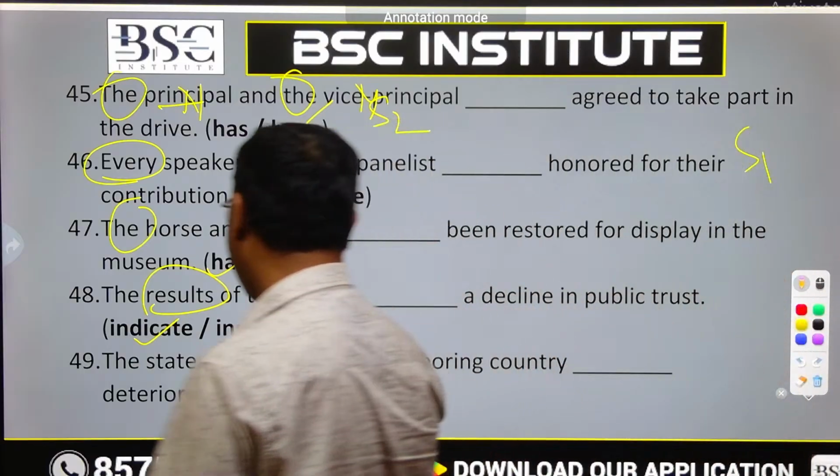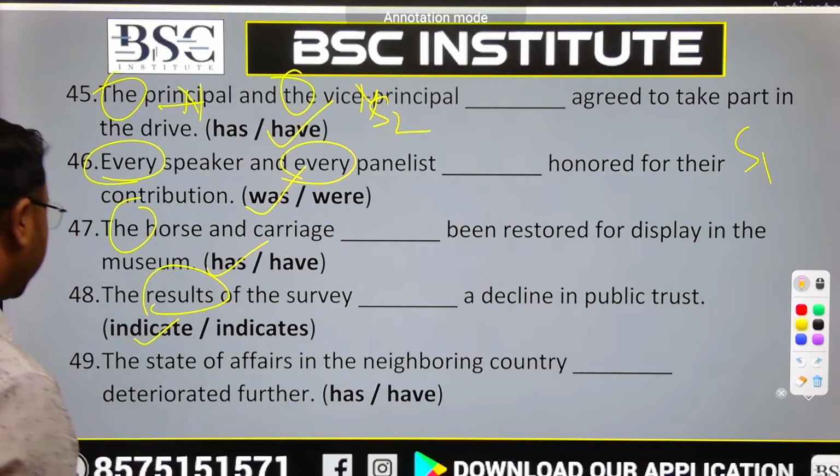Next question: the state of affairs in the neighboring country dash deteriorated further.